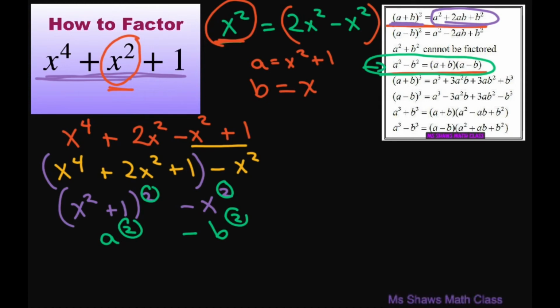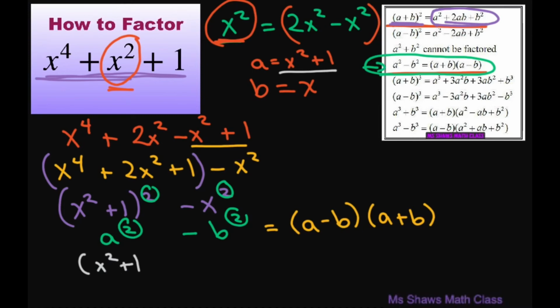So we know that a squared minus b squared equals a minus b times a plus b. So that's what I'm going to do. I'm going to take my a and write x squared plus 1 minus my b, which is x, times my a, back to my a, is going to be x squared plus 1, and plus my b, so plus x.